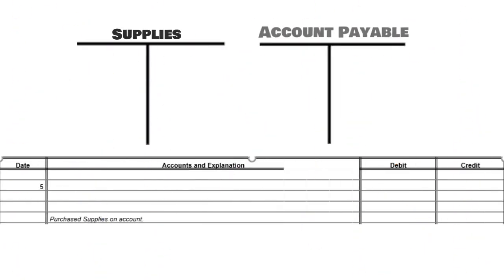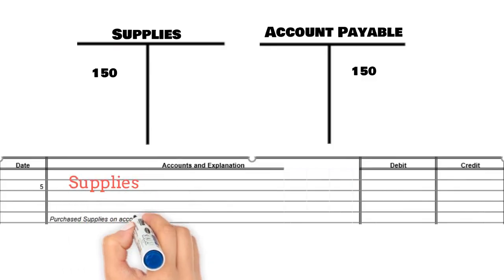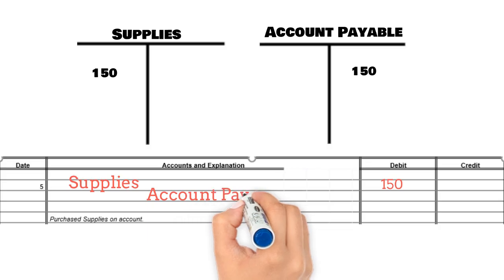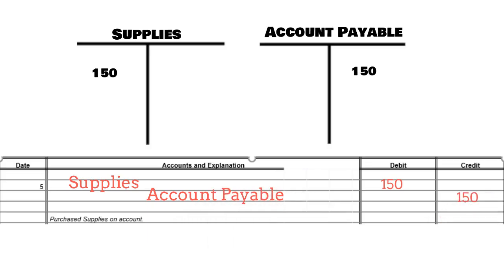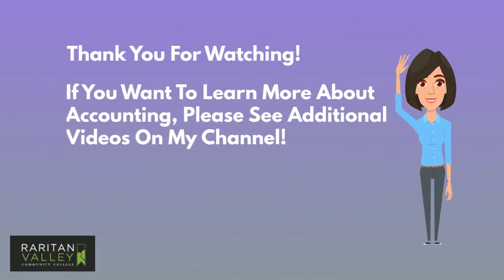Fantastic! Now that you have the hang of T accounts, it's easy to pivot and prepare the formal journal entry written in the general journal. Debits are always written first, and the credits are indented for the second half of the entry. That wraps up T accounts.